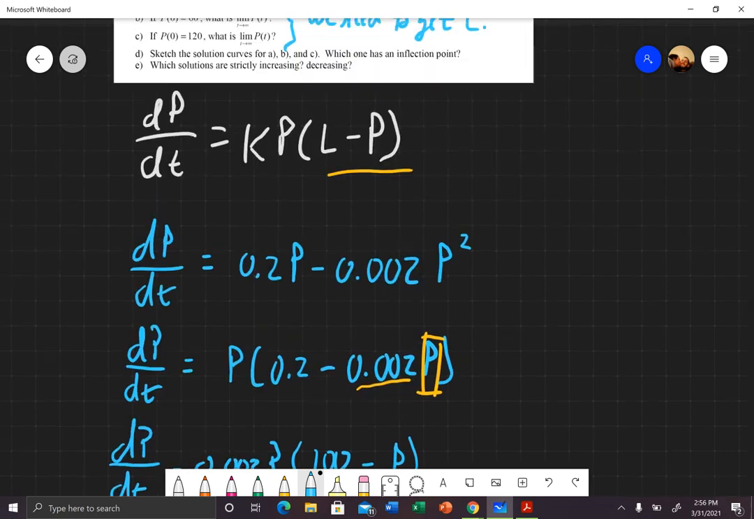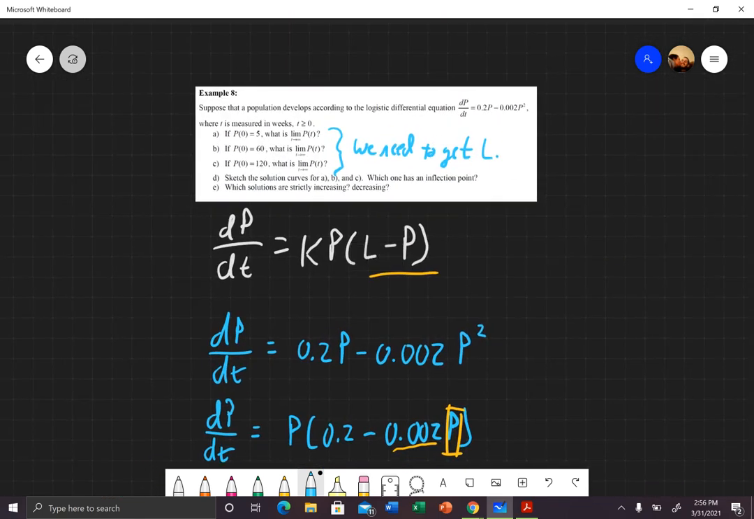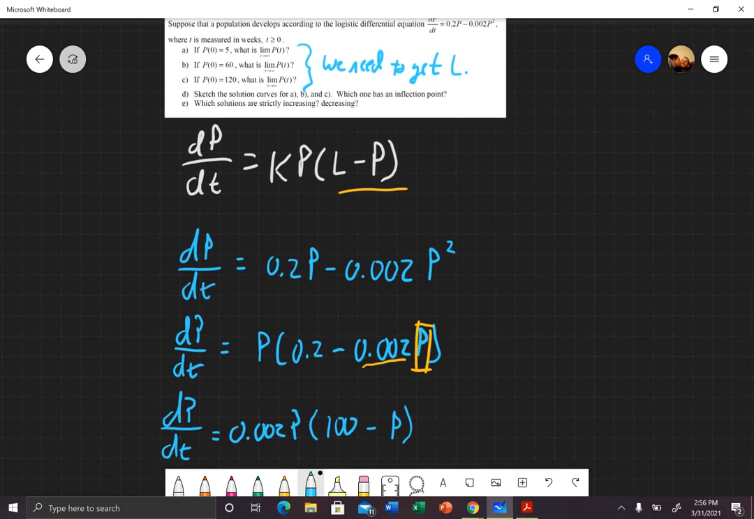And so now the question becomes, we needed to get the L, right? They were asking us what the limit was. And now that we've got this in a form that we're comfortable with, what's our L? Well, hey, our L is right here. Our L happens to be 100. So what's the limit? Well, the limit is 100.